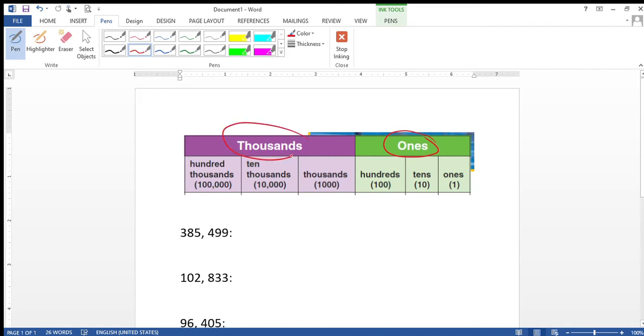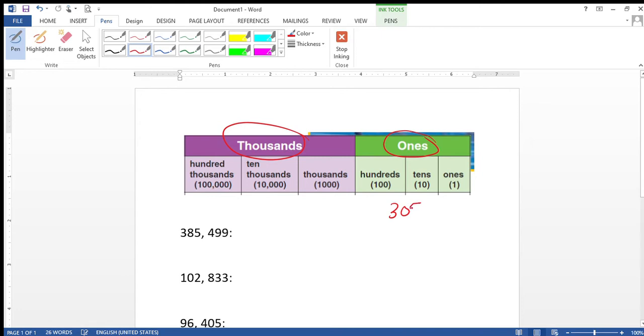Okay, so just to recap, we learned about two families, the ones family and the thousands family, right? In the ones family, we have ones, tens, and hundreds. In the thousands family, we have thousands, 10,000s, 100,000s, okay? Now what I want you to remember first is, forget about the thousand family.